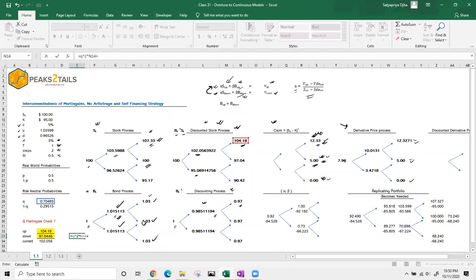Plus, it will be Q into 1 minus 2, 2 times Q times 1 minus Q times the middle value. This is the middle value plus 1 minus Q whole square times the down value, this value, right? I'm taking the expectation of discounted stock price, which is already a martingale. So I don't have to discount anymore, right? It is already discounted stock price process. So simply the expectation should be equal to the last value. 100.